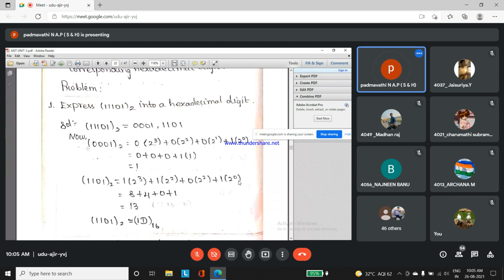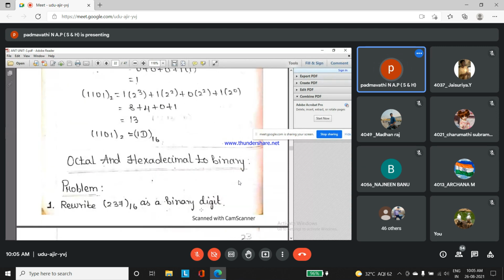It is the group of 4 digits, so 2 power 4 is equal to 16. So the base is 16. That is how binary to hexadecimal is named. I will give one more example.